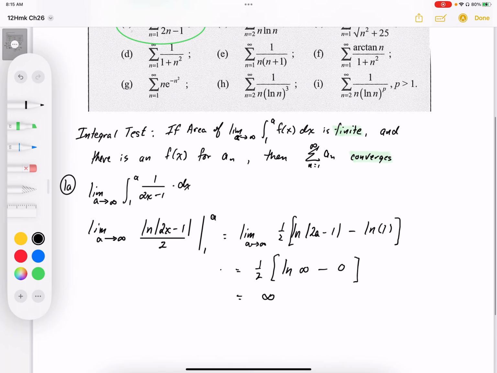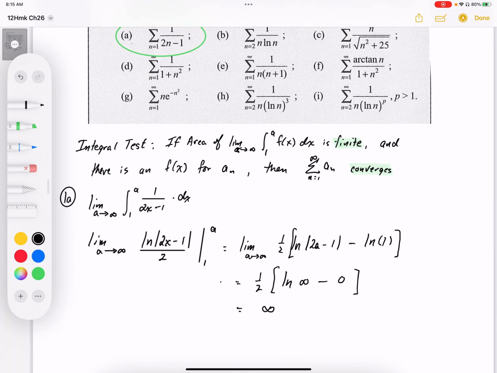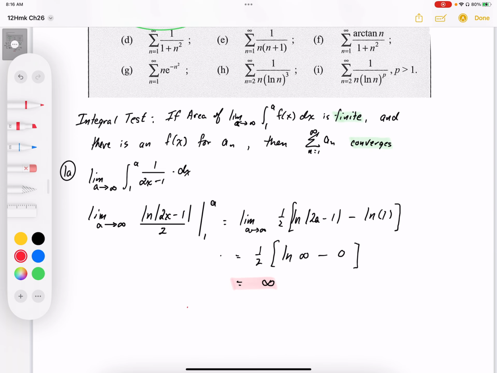Okay, so the statement I said was that if the area is finite, then an converges, but the converse is also true. That's not necessarily the case in math, but in this case, the converse is true. If it's infinite, it diverges. So the area is infinite. So my conclusion is, therefore, the series from n equals 1 to infinity of 1 over 2n minus 1 diverges.